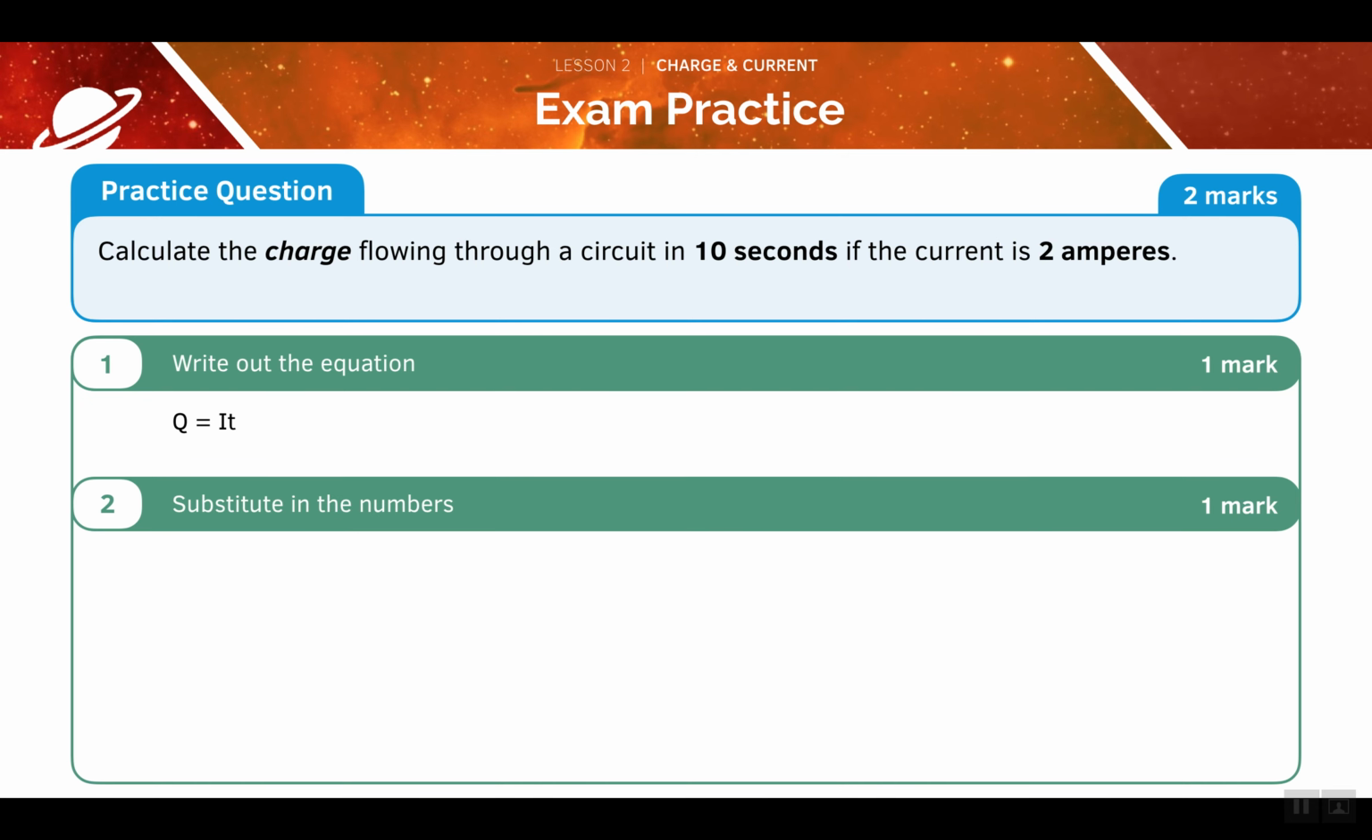Now we can substitute in our numbers. So we want to work out Q. I is 2 and T is 10. This means that our answer will be 20 coulombs. Remember, marks are often given for the correct units, so make sure that you don't miss them out.